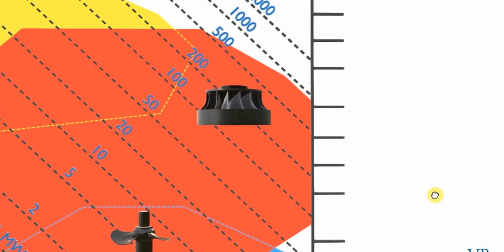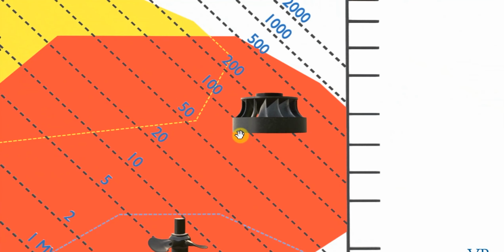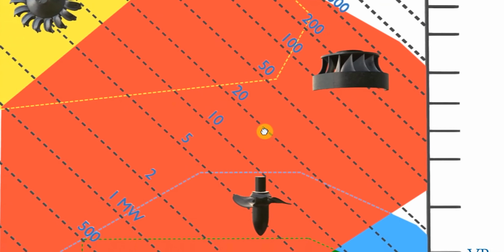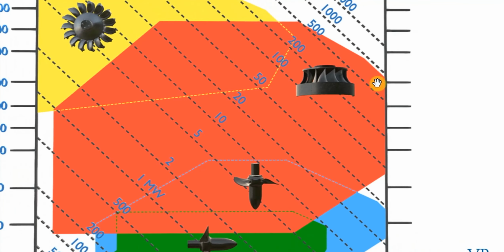Francis runners operate over a very wide range, although typically they're not used for extremely high heads, but they are, however, the most versatile of the turbine runners. You can see it operates in a huge area and it can do so very effectively. As you're going to learn later in the course as well, this type of runner, the Francis runner, can actually pump water, so it can act as both a pump and a turbine.